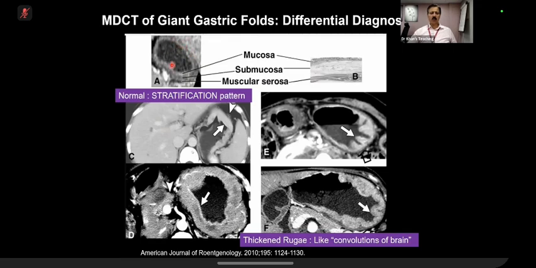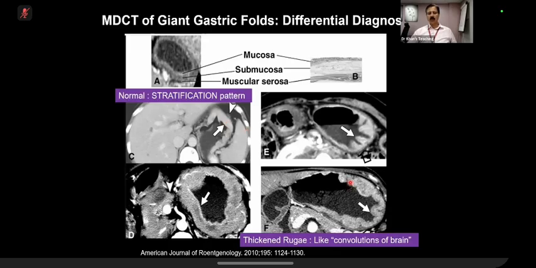And in a usual enhancement of the wall, you can see what we call stratification pattern. This is a normal arterial phase scan, where the mucosa is enhancing like this, submucosa like this, and muscularis like this. And this pattern is known as stratification. In tumors, etc., you lose that stratification. I have already shown you an example.